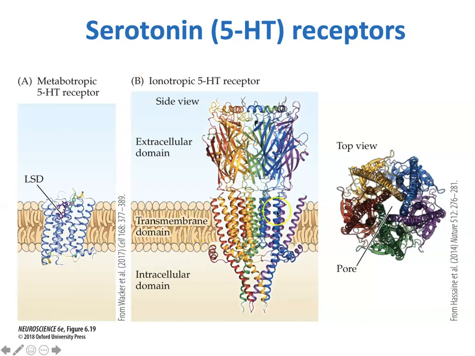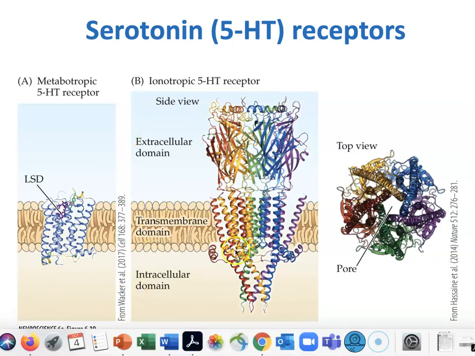The ionotropic receptor looks very similar to the one that we talked about with acetylcholine. So you have 5 subunits that come together to form a pore. Your book talks about how this is an ion channel, which is what ionotropic receptors are, but it's not selective for any specific ion. The serotonin ionotropic receptor is not selective for a specific ion.